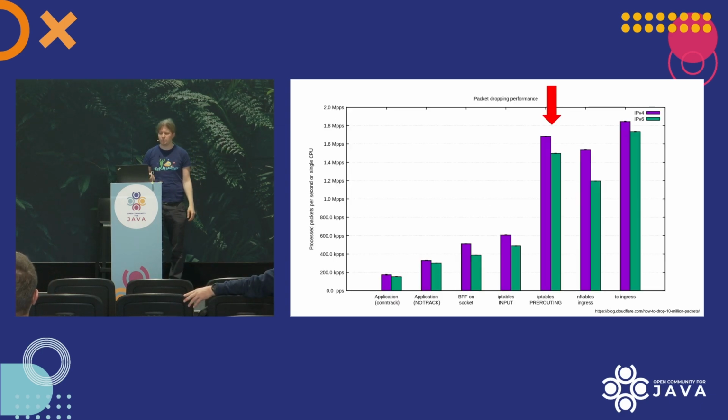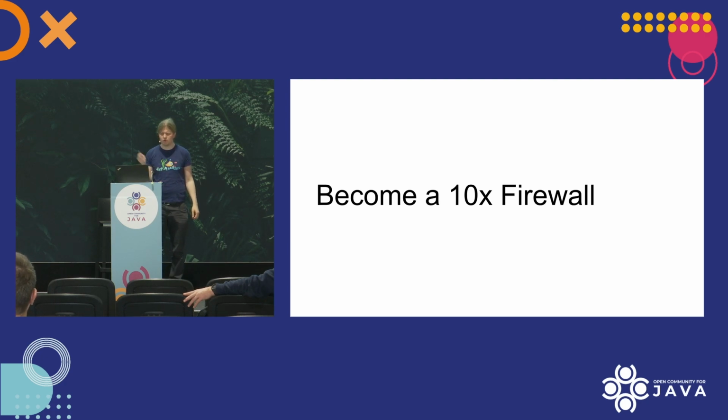So we see here the number of packets dropped per second. It's from Cloudflare. They did some benchmarking in 2018. They found it's pretty decent. They could block with a single machine like 1.6 million packets per second. And that's pretty cool with iptables.